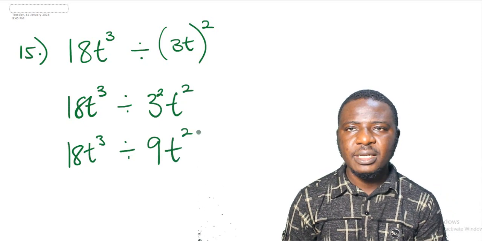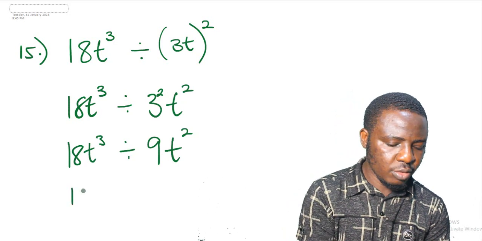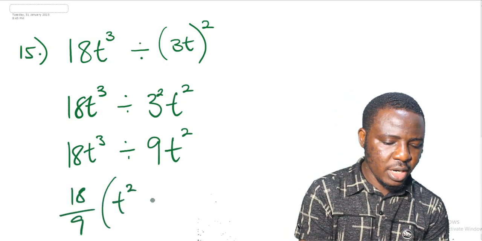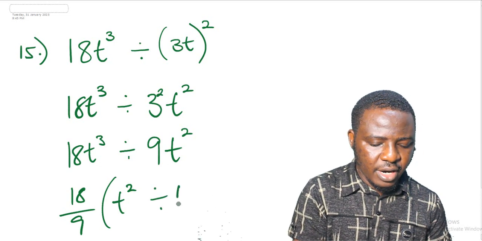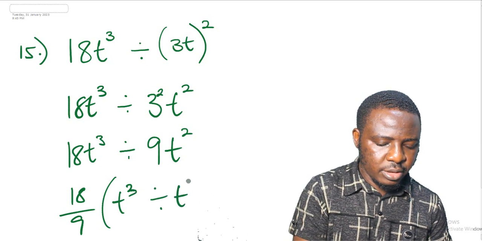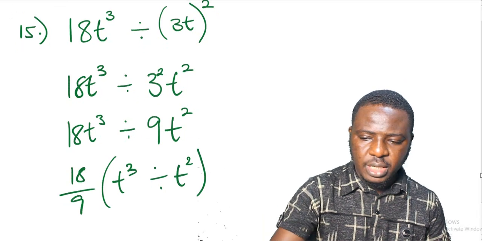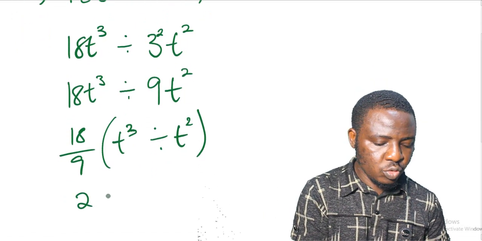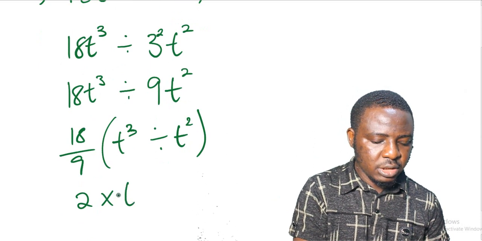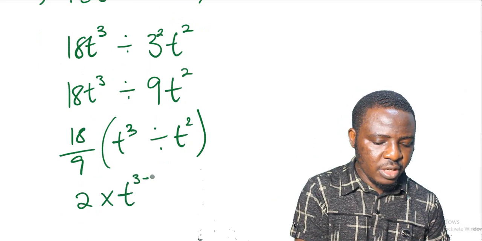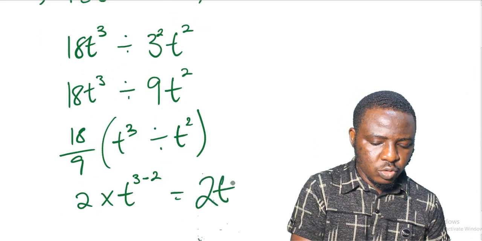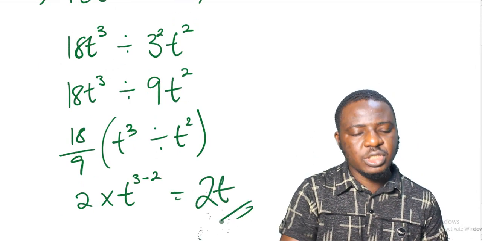Then you can apply the division law. This becomes 18 divided by 9, into brackets, t cubed divided by t squared. And when you simplify this, 18 divided by 9 is 2, times t raised to the power of 3 minus 2. This is equal to 2t raised to the power of 1, which is 2t.